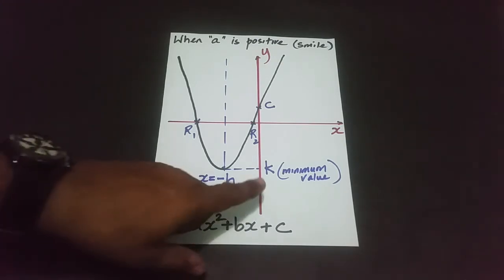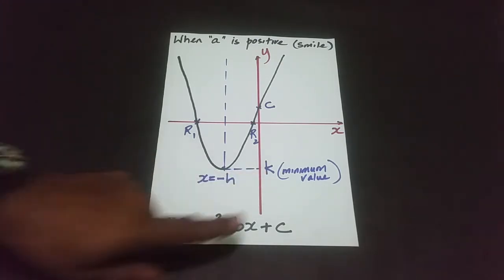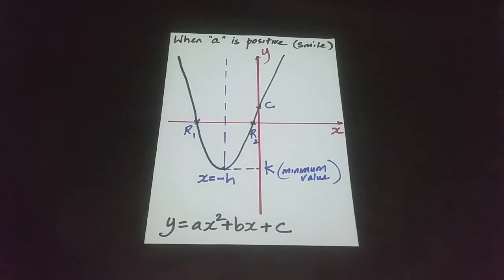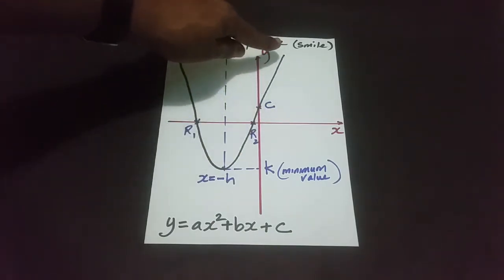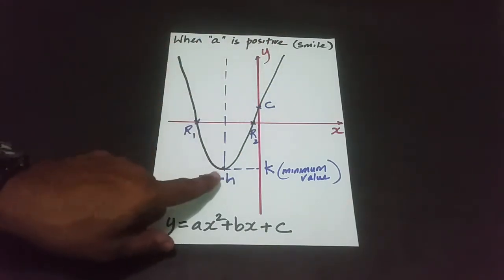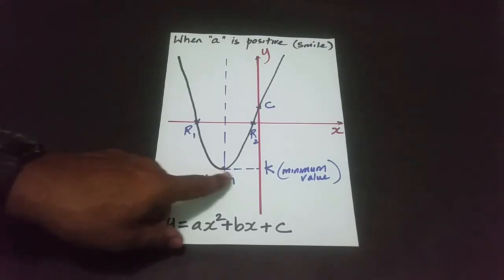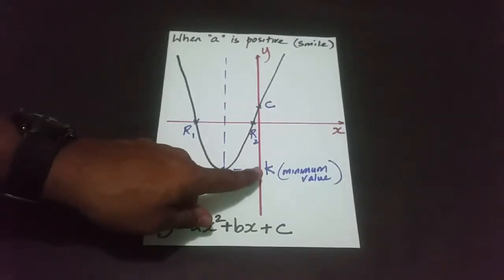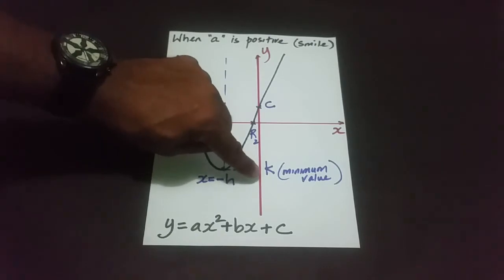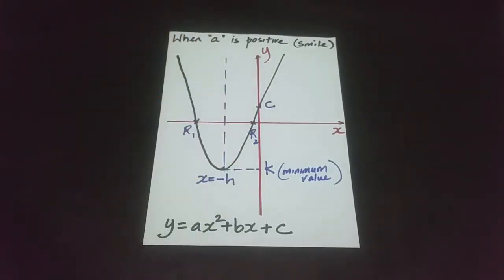Now, the next thing that is shown on the graph is k. The reason why I put minimum value here is because we have a smile. So if we have a smile, the lowest point of the curve would be the minimum value. And that is what k is. And it's actually a value on the y-axis. So that's what k is.